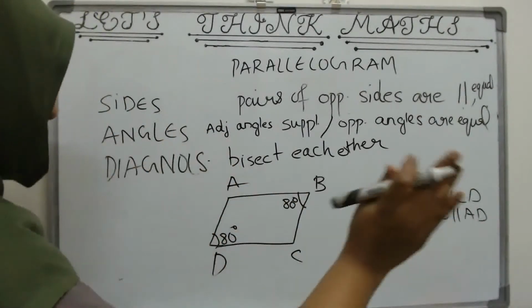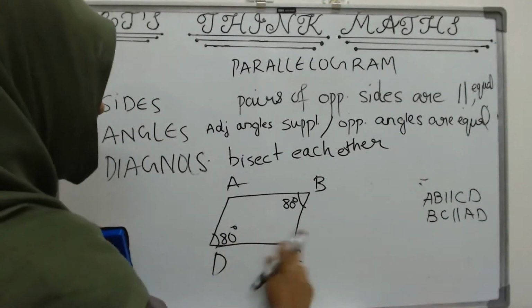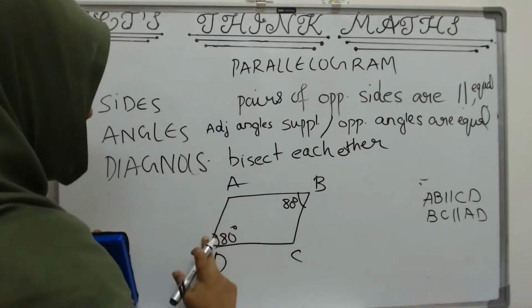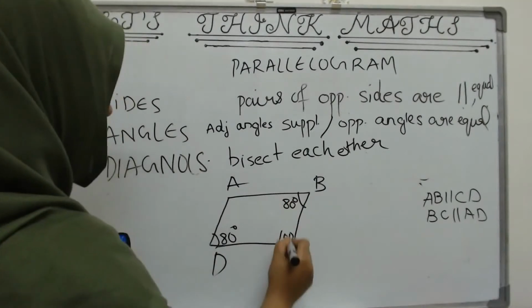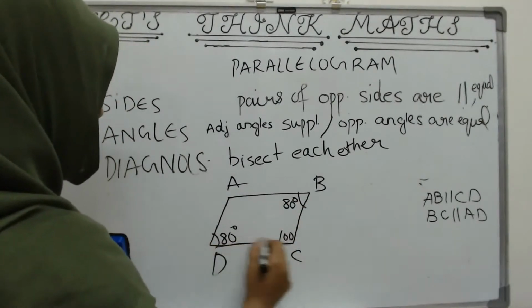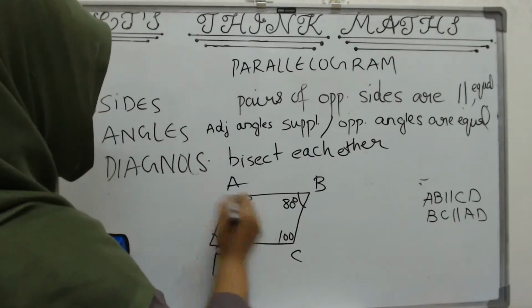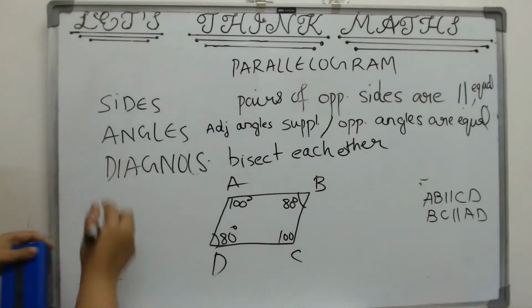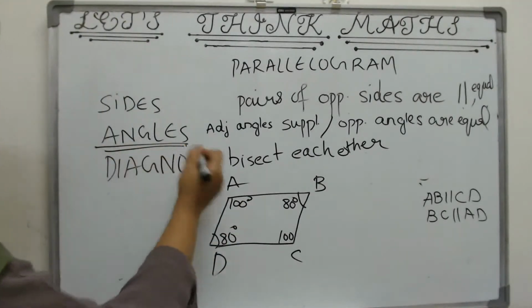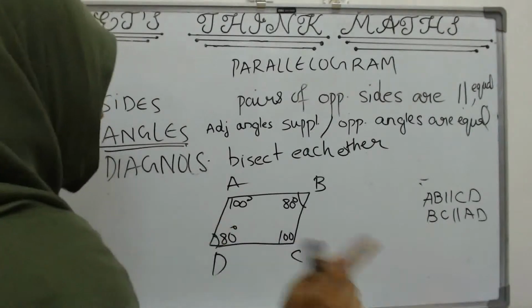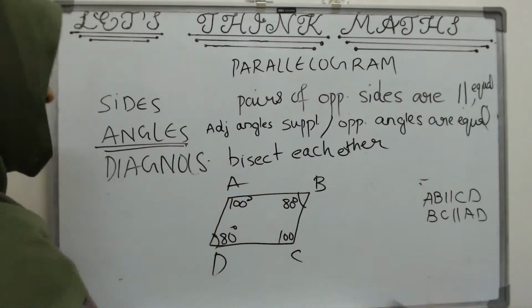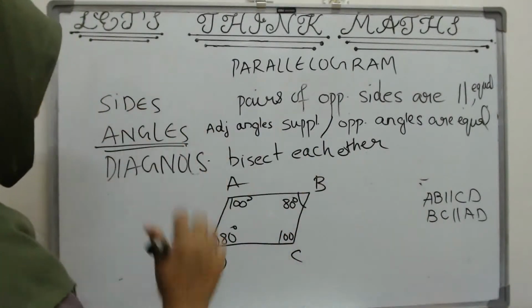And any two adjacent angles are supplementary. Add any two, you should get 180. So 100 here, add 180, here 100. Again, see. So that is what happens. This is how this rule helps us. Just knowing one angle of a parallelogram is enough. You can find out all the others.